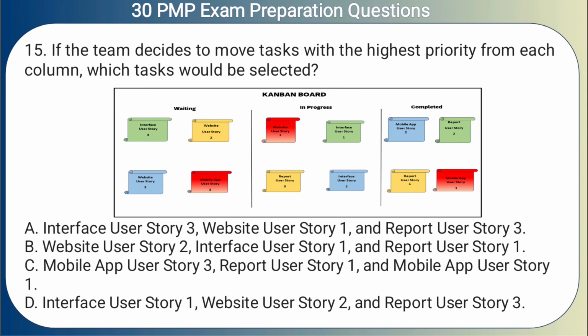15. If the team decides to move tasks with the highest priority from each column, which tasks would be selected? A. Interface User Story 3, Website User Story 1, and Report User Story 3. B. Website User Story 2, Interface User Story 1, and Report User Story 1. C. Mobile App User Story 3, Report User Story 1, and Mobile App User Story 1. D. Interface User Story 1, Website User Story 2, and Report User Story 3.